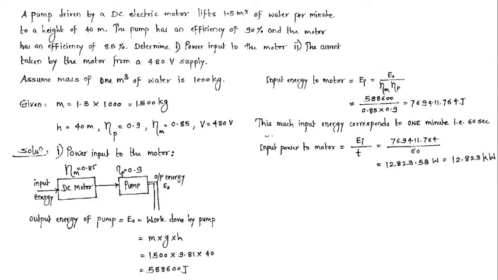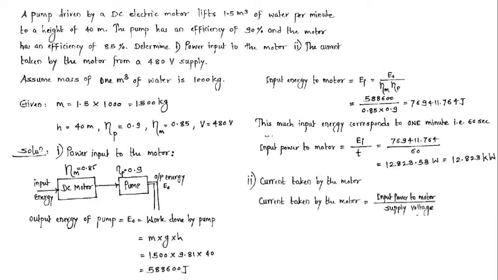If I want the current taken by the motor to be found out, I can use this power and divide it by voltage. Input power to motor divided by supply voltage gives me current taken by the motor. We know the formula for power in case of DC supply: P is equal to VI. So I am finding I, and I should divide P by V. Power was already calculated over here, I substituted it in the numerator. Voltage as identified in the given is 480 volt.